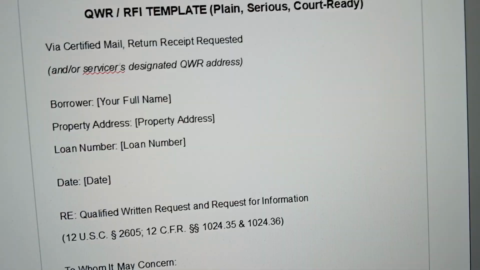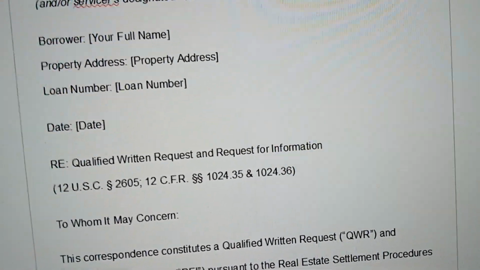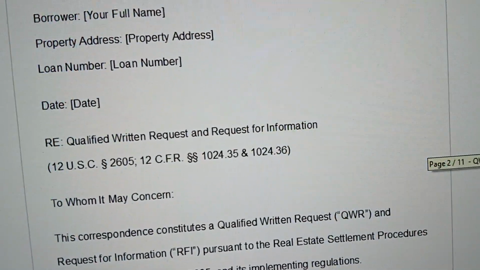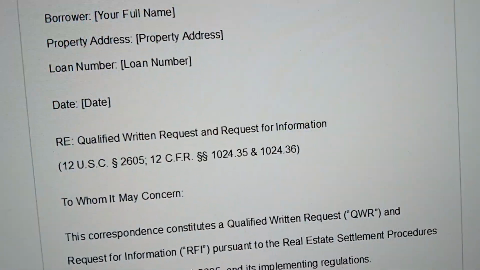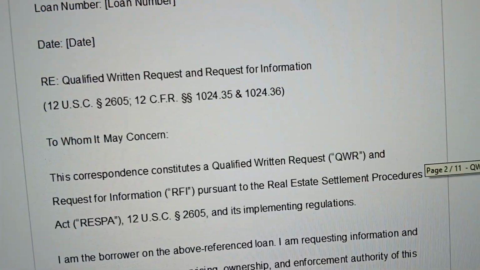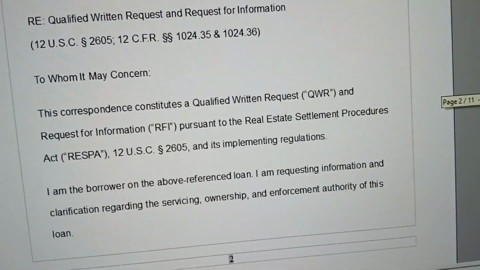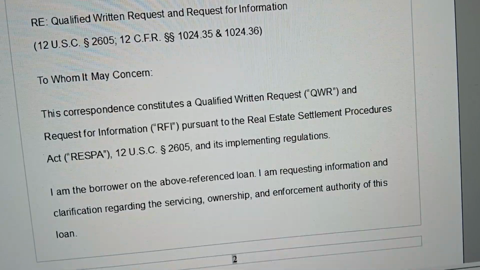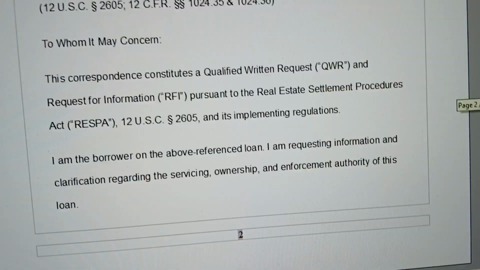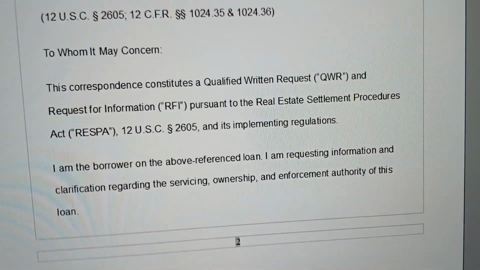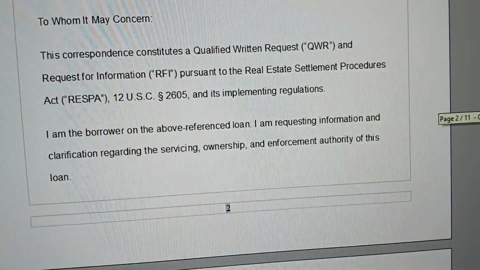It has your name and address at the top, the date. And you want to say it is a qualified written request under 12 U.S.C. 2605, 12 CFR 1024.35 and 1024.36, to whom it may concern. And it basically says this correspondence constitutes a qualified written request and request for information pursuant to RESPA and its implementing regulations. And then you say, I am the borrower on the above referenced loan. I am requesting information and clarification regarding the servicing, ownership, and enforcement authority of this loan.